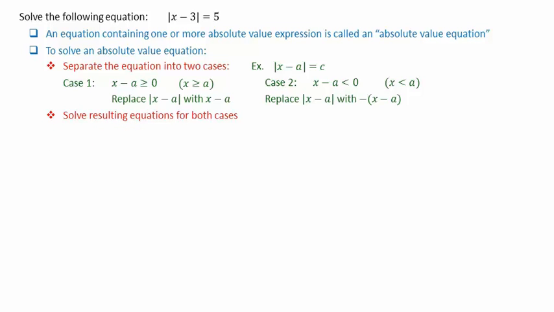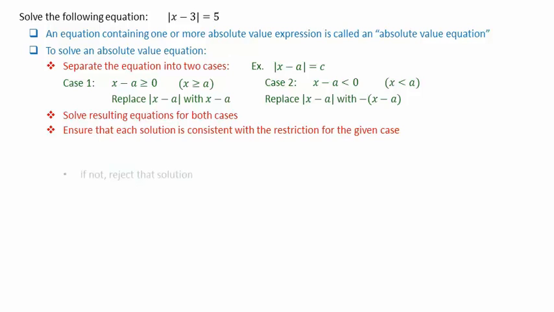We solve the resulting equations for each case. Once we have the solutions, make sure that each solution is consistent with the restriction for the given case. If not, simply reject that solution. These rejected solutions are called extraneous solutions.